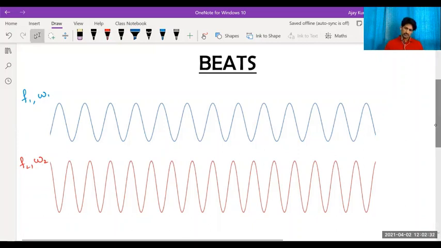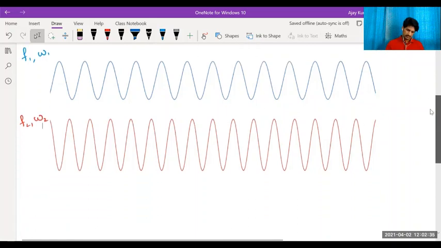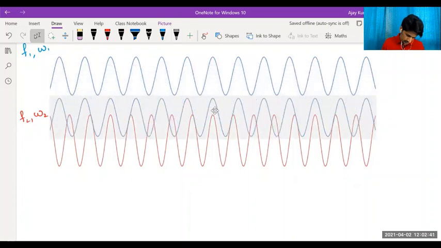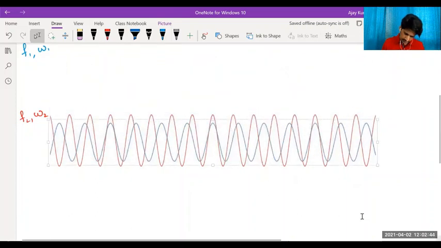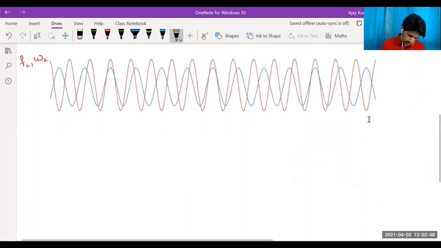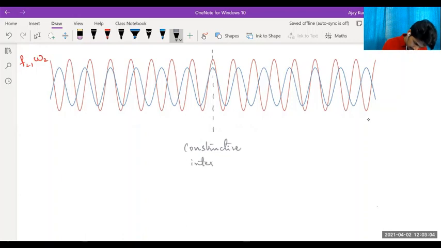Okay. Now if these two waves are superposed, if these two waves reach a particular place at the same time, let's see what the resultant wave looks like. So if these two waves are superposed, here you can see there are some instants at which the waves undergo constructive interference. And there are also some instants at which the waves undergo destructive interference.